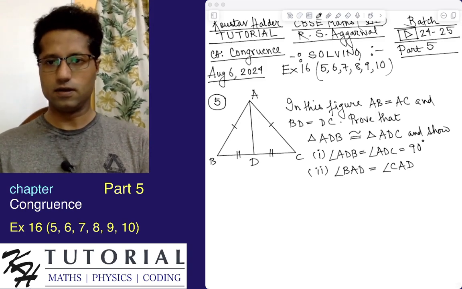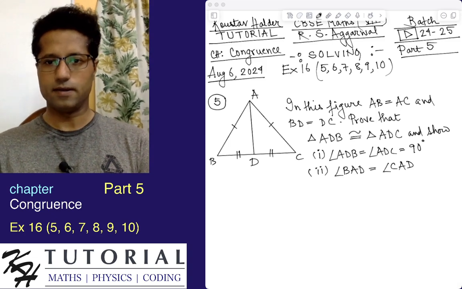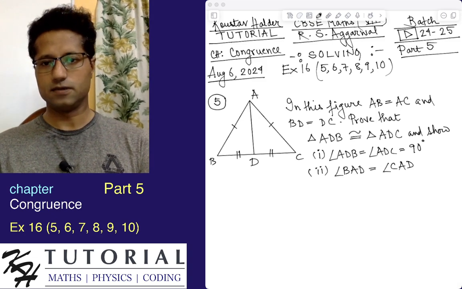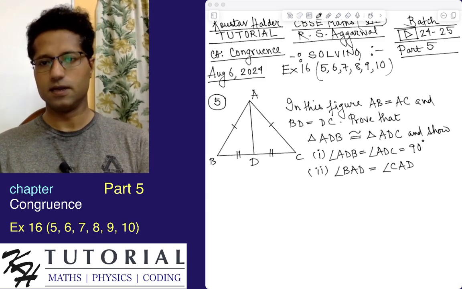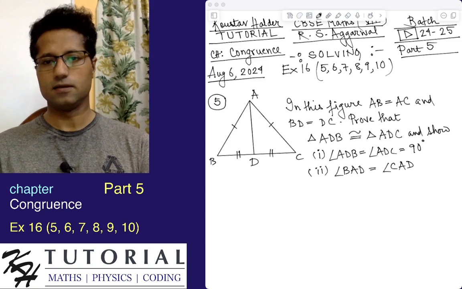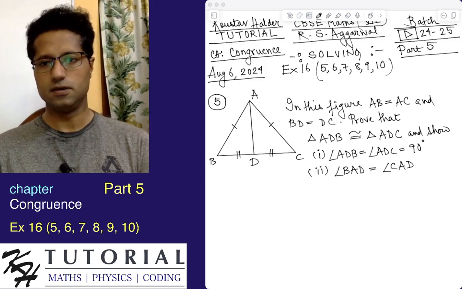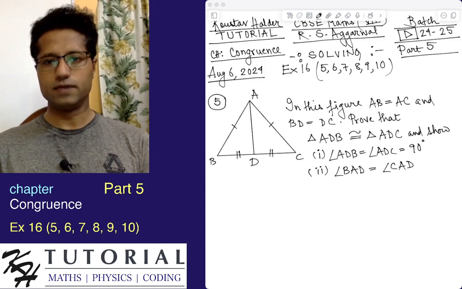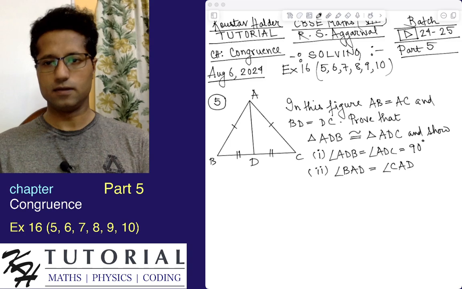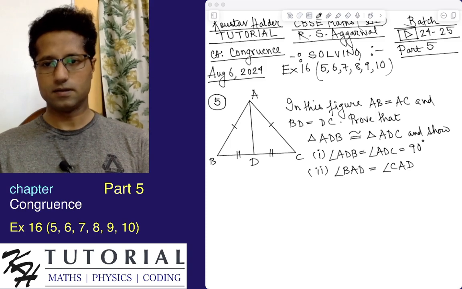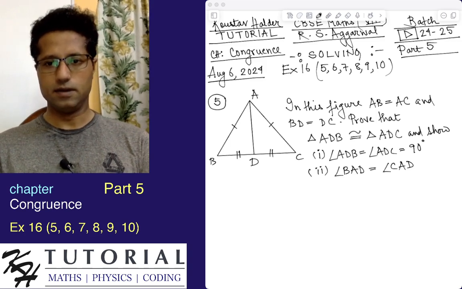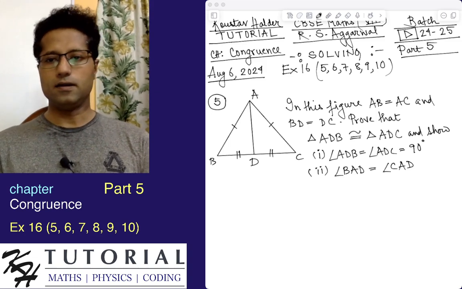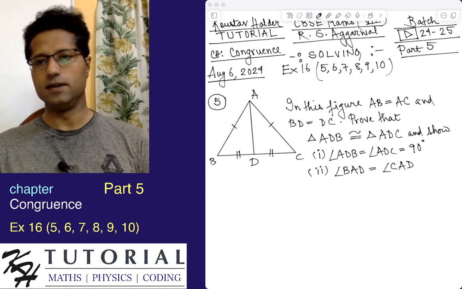It is said in this figure AB is equal to AC, and BD is equal to DC. The equality of the sides AB and AC are shown in the figure by a single line, and the equality of the sides BD and DC are shown with double lines. It is asking to prove that triangle ADB is congruent to triangle ADC and show that angle ADB is equal to angle ADC equals 90 degrees and angle BAD is equal to angle CAD.